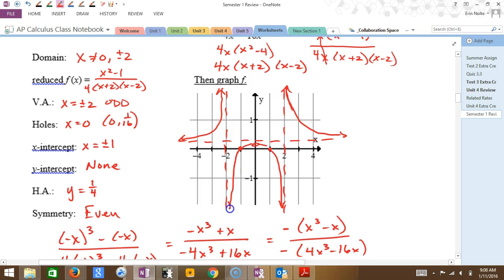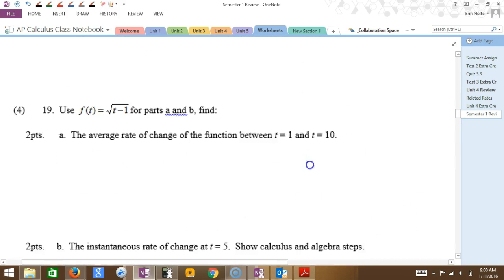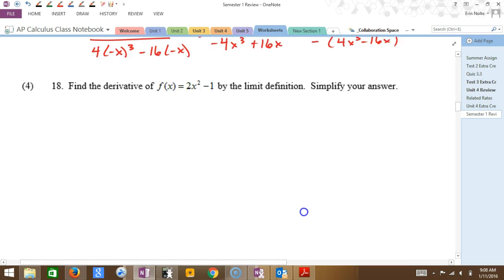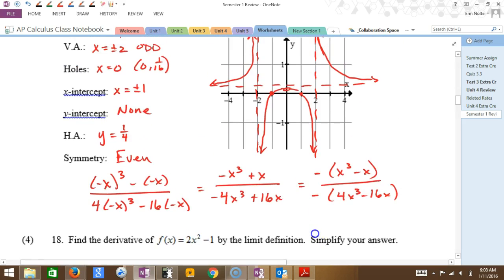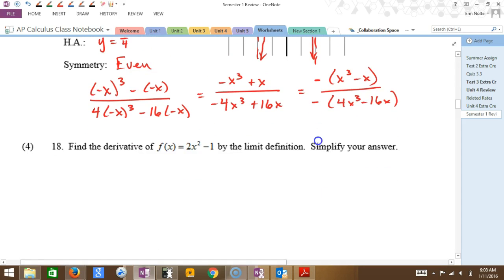Does that make sense on how to draw that? That one wasn't too hard. And you can see the even symmetry. In my opinion, I don't think knowing that it's even or odd is incredibly helpful, but maybe to a small point.